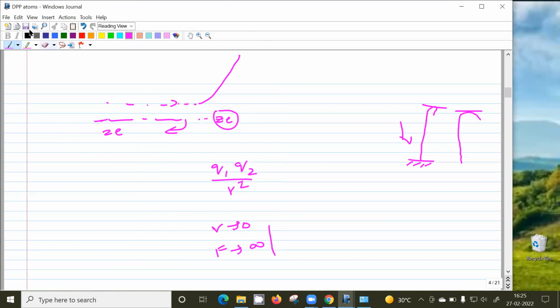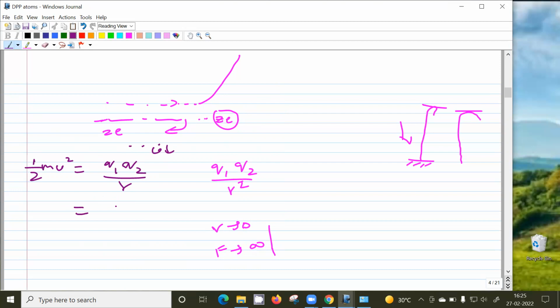Okay, so this balance of forces will give how close it can come. We can talk in terms of energy. Initially, suppose there's some kinetic energy, half m v square. As it keeps going closer, the velocity will go down, so that will go in increasing what energy? Potential energy, electrostatic potential energy. And what is the expression for electrostatic potential energy? It will be Q1 Q2 by R.